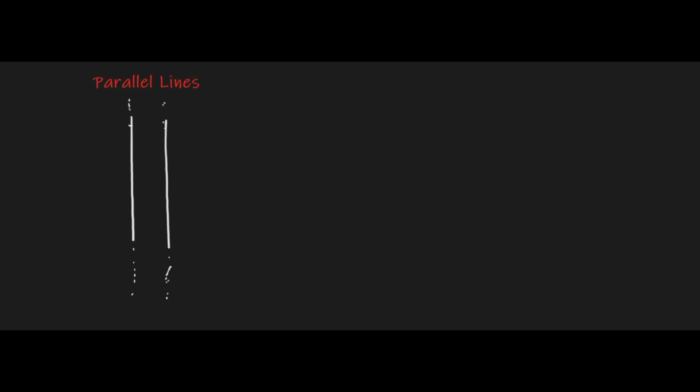Remember 2 points. The first point is that they will never meet if they are extended in both directions, and they stay at equal distance. So they are called parallel lines. For example, a railway track is the best example of parallel lines.